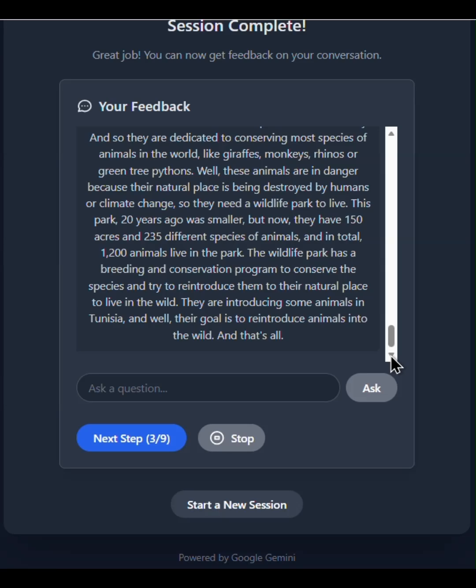The wildlife park has a breeding and conservation program to conserve the species and try to reintroduce them to their natural place to live in the wild. They are introducing some animals in Tunisia, and well, their goal is to reintroduce animals into the wild, and that's all.